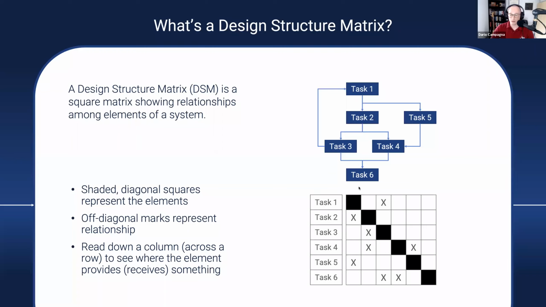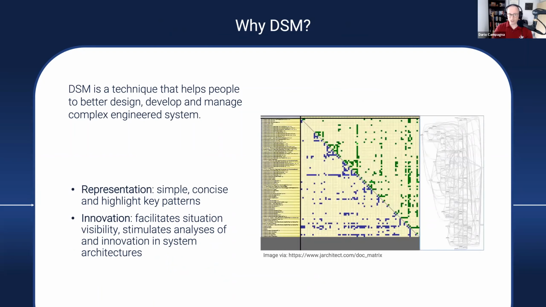And this particular example is an example of a binary DSM, because we are simply representing the existence or absence of relationships between elements. So this is what a DSM is, and you may wonder, why does this tool exist? DSM is a tool that has been developed and used in different fields in the past 30 years.